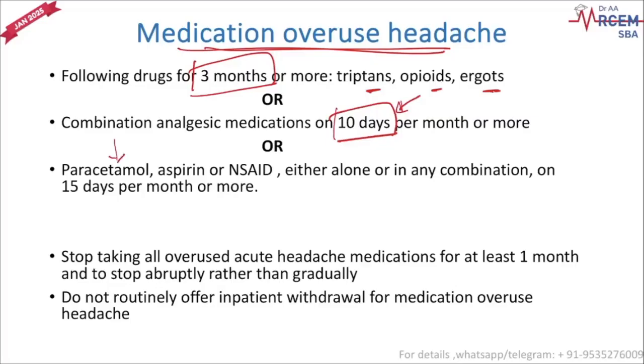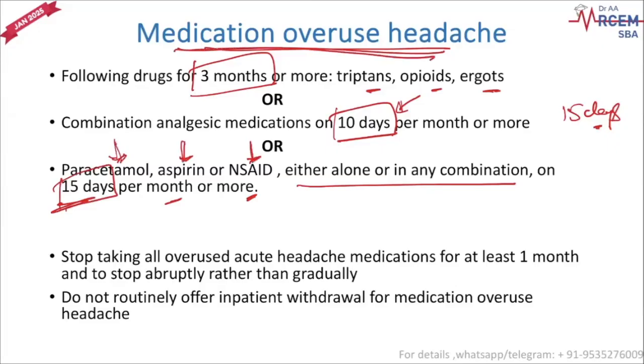Someone who is taking paracetamol, aspirin, or NSAID, either alone or in combination, on 15 days per month or more. It might not be continuous, but he's taking it almost 15 days in a month. He takes 1 day, doesn't take 2 days. Then he takes 3 days, doesn't take 1 day. In that way, if you count, if it comes up to 15 days in a month that he's taking any one of these painkillers like aspirin, paracetamol, or NSAID, still you can consider this to be a medication overuse headache.